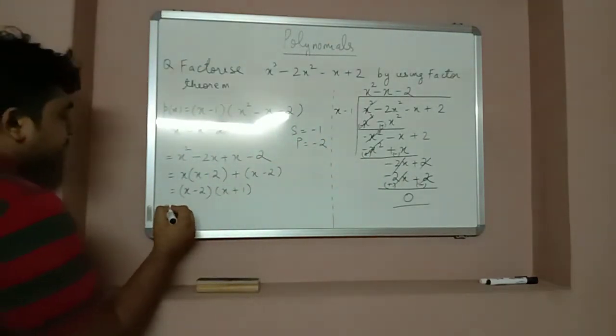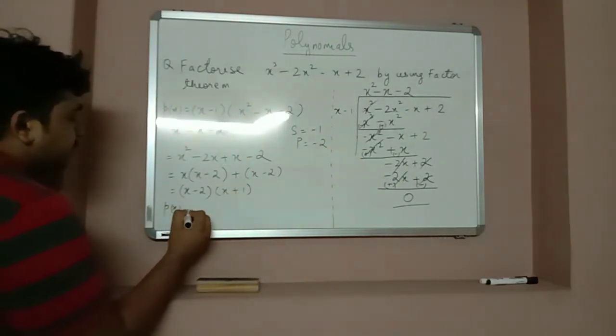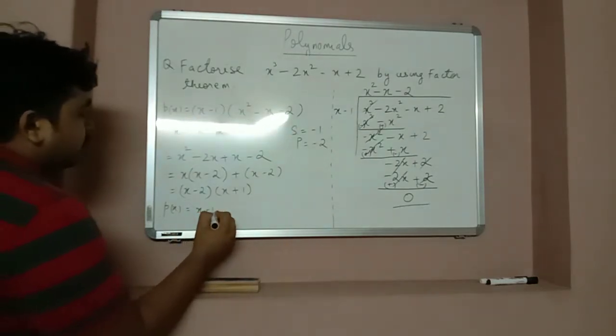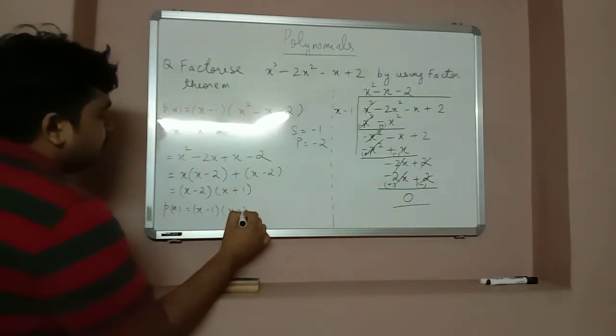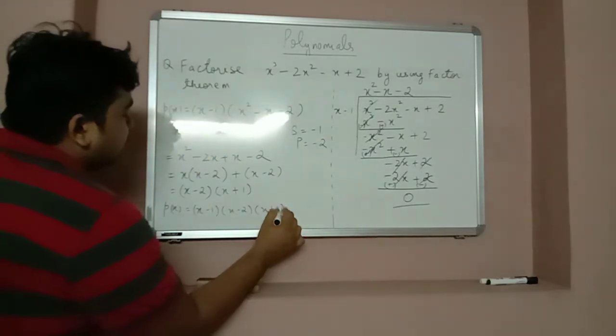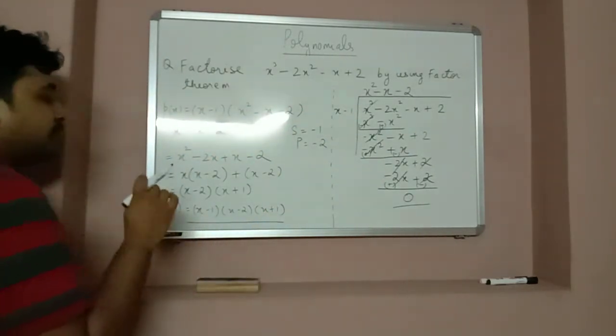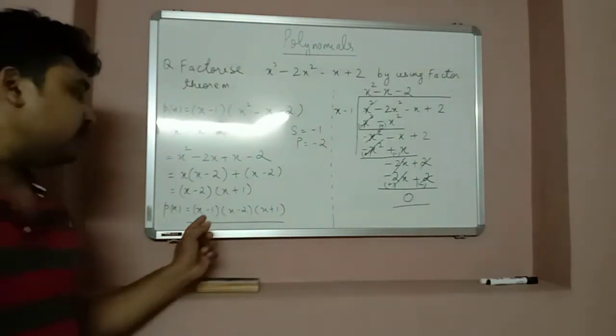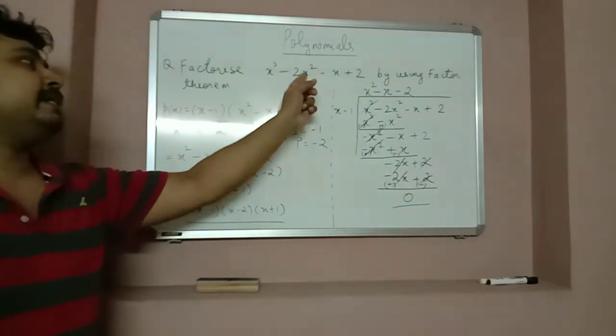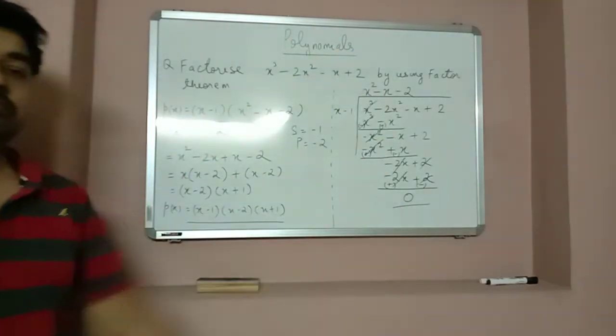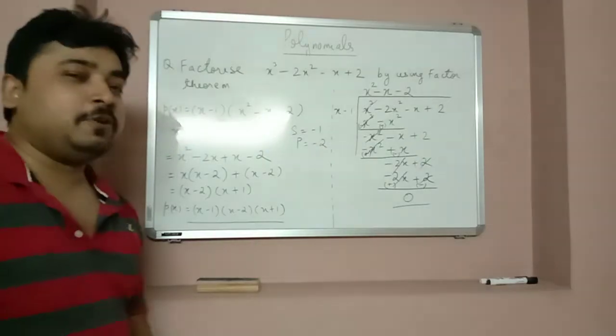So I can say that our polynomial p of x is equal to x minus 1 into x minus 2 into x plus 1. This is the complete factorized form of this polynomial, x cube minus 2x square minus x plus 2. You will note down the solution by pausing the video.